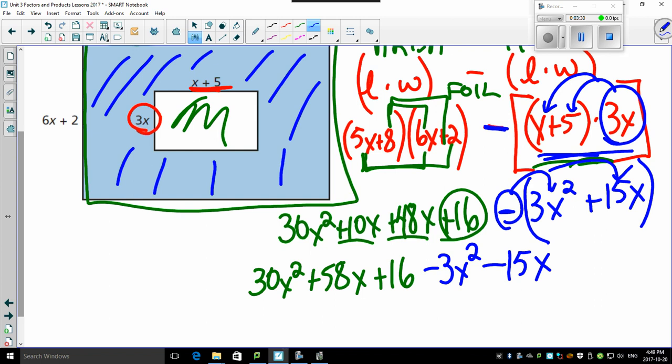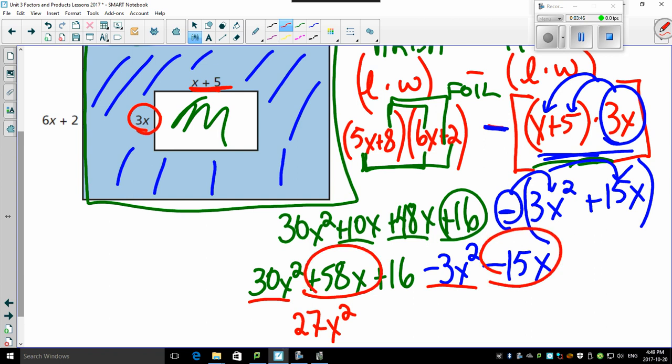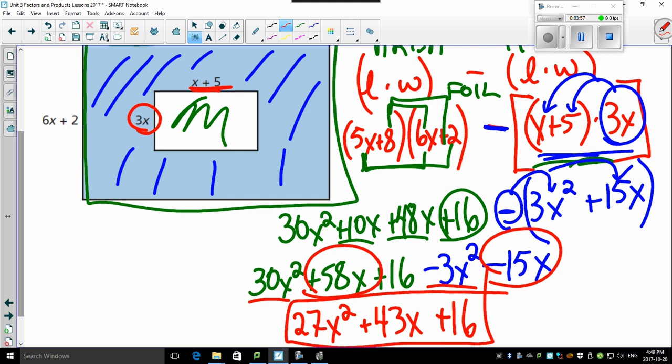Now it just becomes a matter of combining like terms. There's an x squared here, and an x squared here. 30 minus 3 is 27x squared. You have a minus 15x, which combined with positive 58x gives you a positive 43x, plus 16. And there is the square donut minus the hole area.